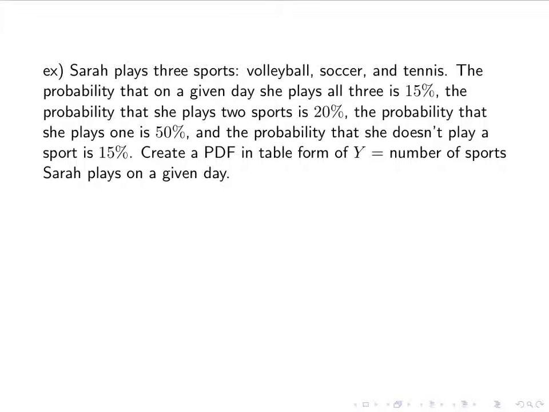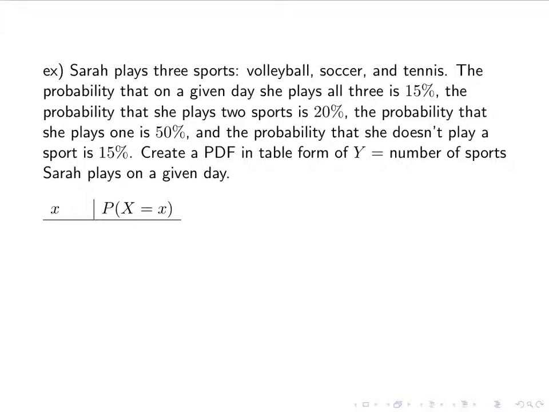So let's try another one. Sarah plays 3 sports: volleyball, soccer, and tennis. The probability that on a given day she plays all 3 is 15%. The probability that she plays 2 sports is 20%. The probability that she plays 1 is 50%. And the probability that she doesn't play a sport is 15%. So we're going to create a PDF in table form where Y is the number of sports that Sarah plays on a given day.